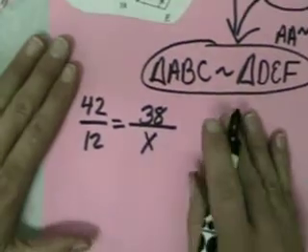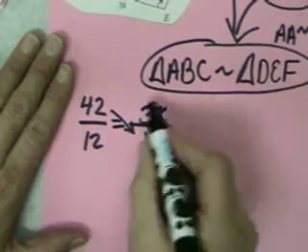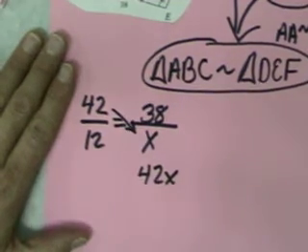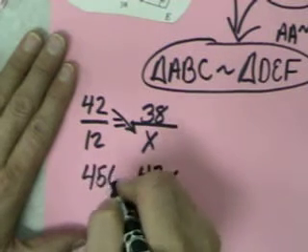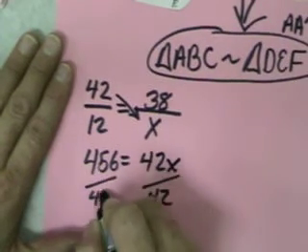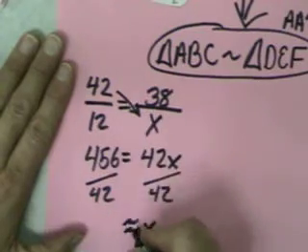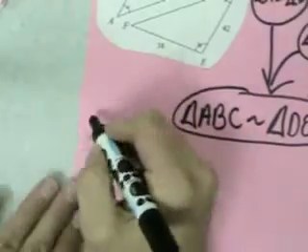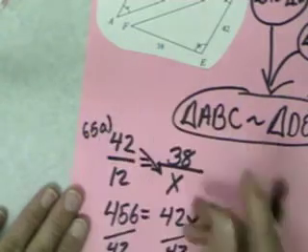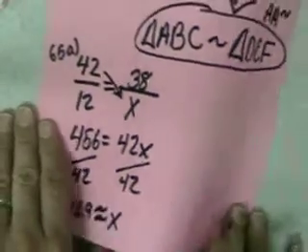We cross multiply. 42 times X is 42X. 38 times 12 is 456. Solve using algebra. Divide by 42. And I get X equals about 10.9. That was problem 65A. And we're going to go on to the next one, because they are paired.